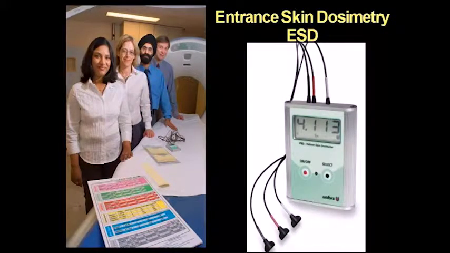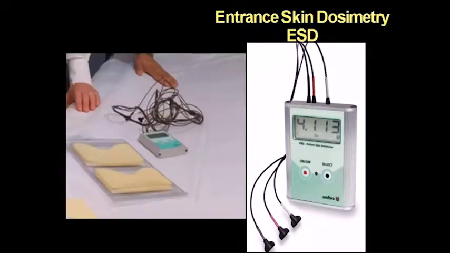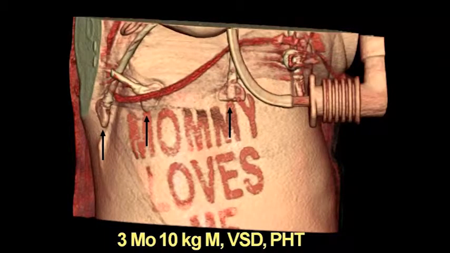That was our goal. And we did this with a dosimeter that you can stick right on the skin, and I did it at the level of the breast in CT angiography. And this is probably the most important slide in my whole lecture, because this child, a 3-month-old, 10-kilogram male with ventricular septal defect, is wearing a shirt that happens to be radiopaque. It says, "Mommy loves me."